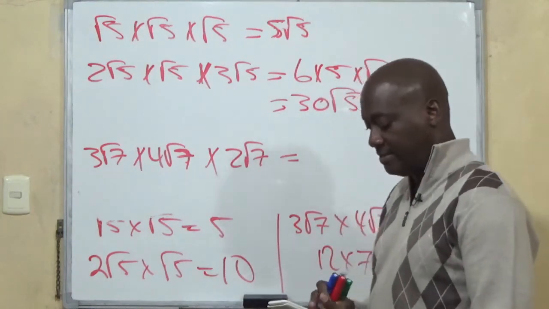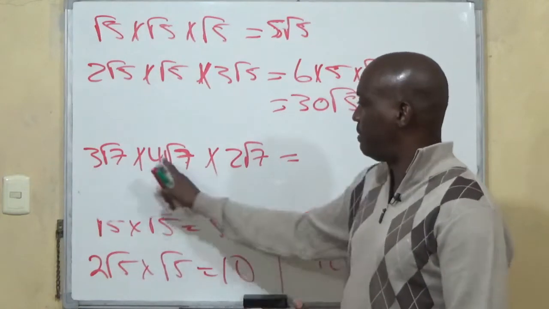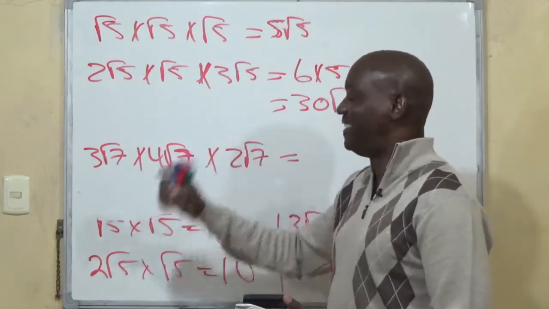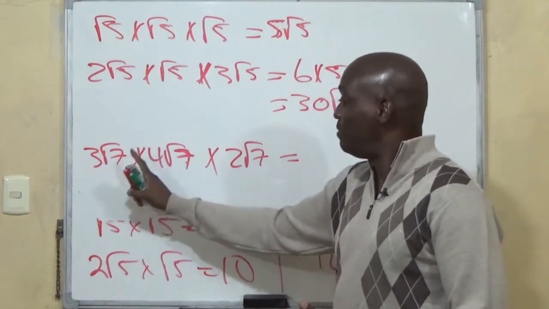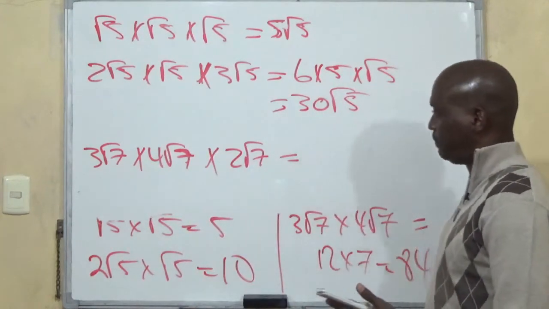Let me see. 576. Let me double check it. 3 root 7 by 4 root 7. 3 by 4 is 12. Root 7 by root 7 is 7. 12 by 7 is 84.